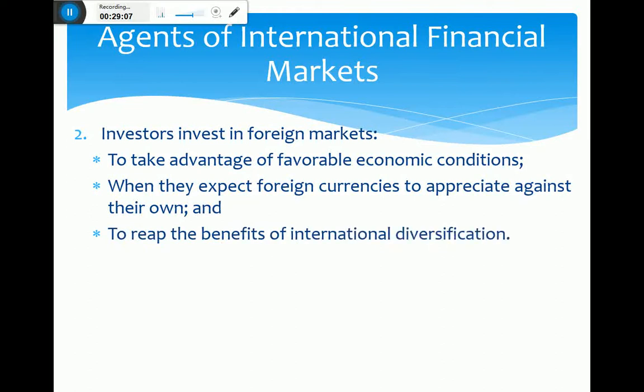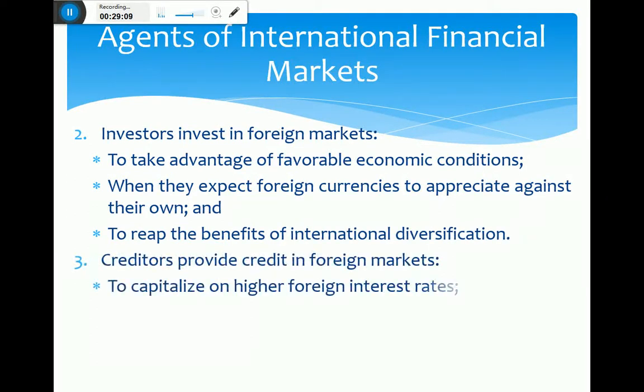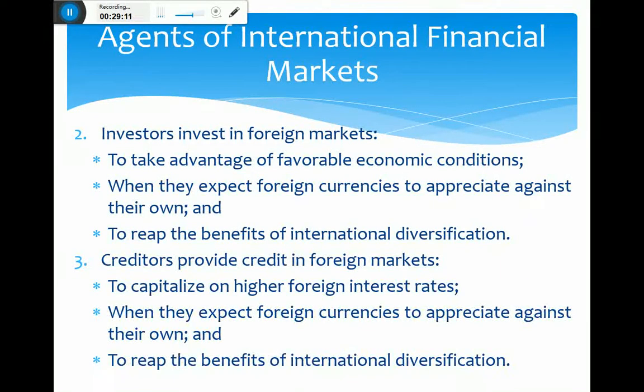Number two is investors. Investors also have 3 reasons to participate in the international financial markets. Number one, to take advantage of favorable economic conditions, and number two, when they expect foreign currencies to appreciate against their own currency, they invest. And number three is to reap the benefits from international diversification. So these are 3 main reasons when investors invest in the foreign markets.